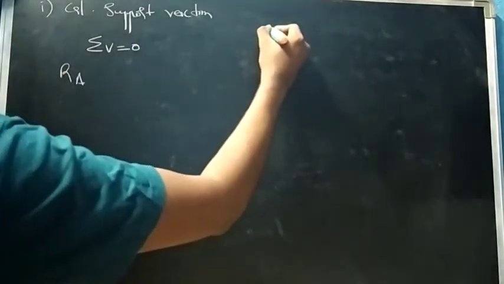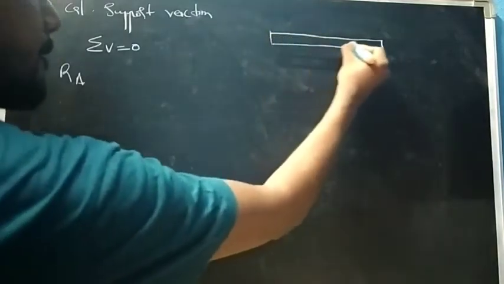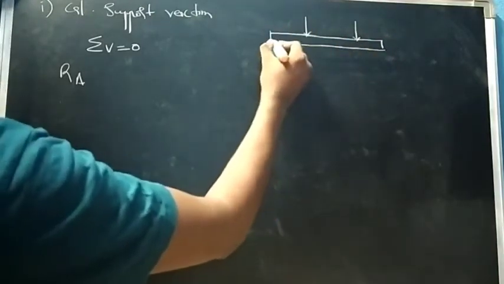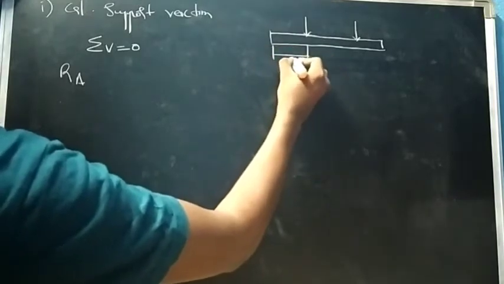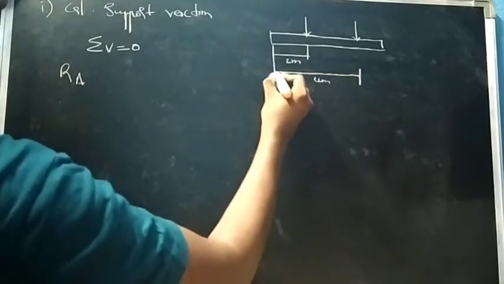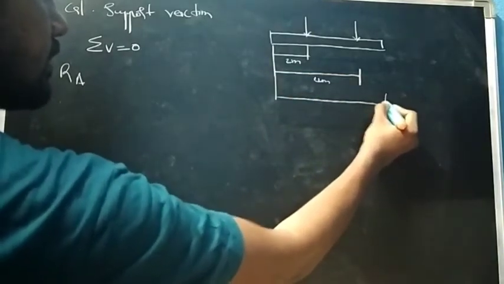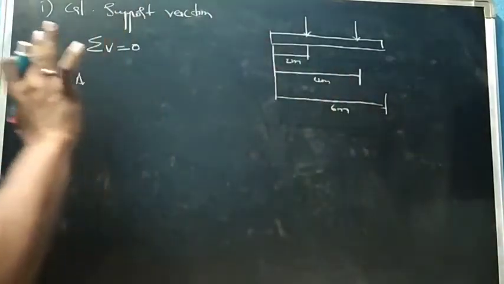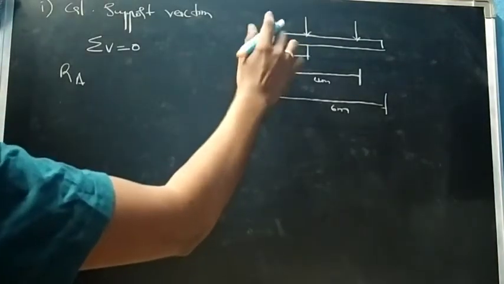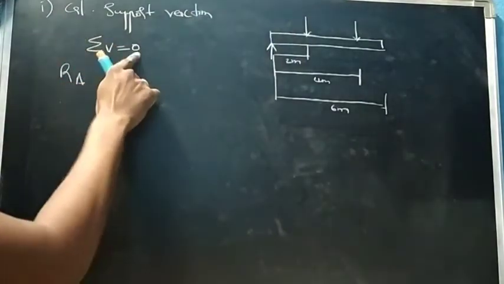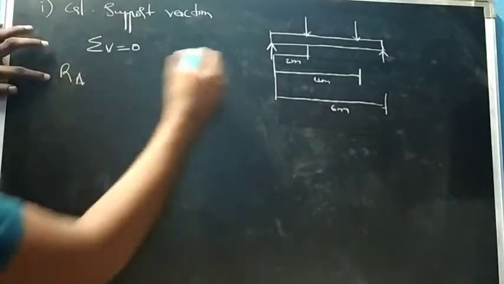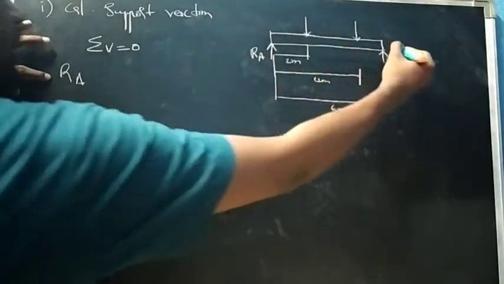So we will draw the diagram here once. Here is a load, here is another load, and the distance of the first load is 2 meters. The distance of the second load will be 4 meters, and the total distance is 6 meters. Right, it's clear now. So we know the sign conventions. There will be vertical reactions here. Summation of vertical reaction equals to 0. Now we can write RA, the reaction at A, and reaction at B.